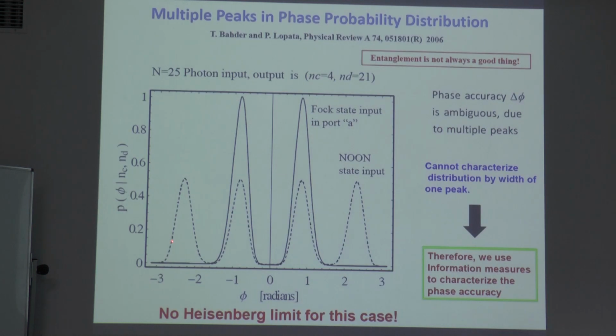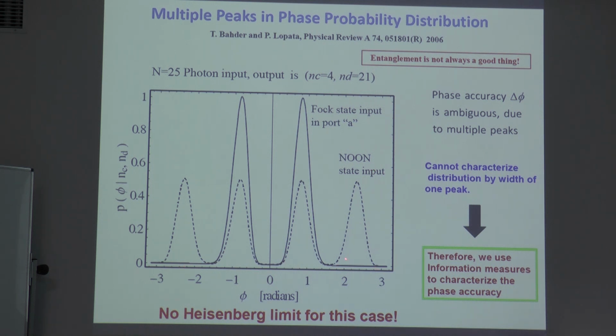So here is an exact calculation of the probability of the phase for the Mach-Zehnder interferometer, given that I've measured a certain number of photons coming out of the output ports C and D. So this is the probability of the phase versus the phase. For one case, for example the dotted line, there's a large probability that the phase is in this region, or this region, or that region.